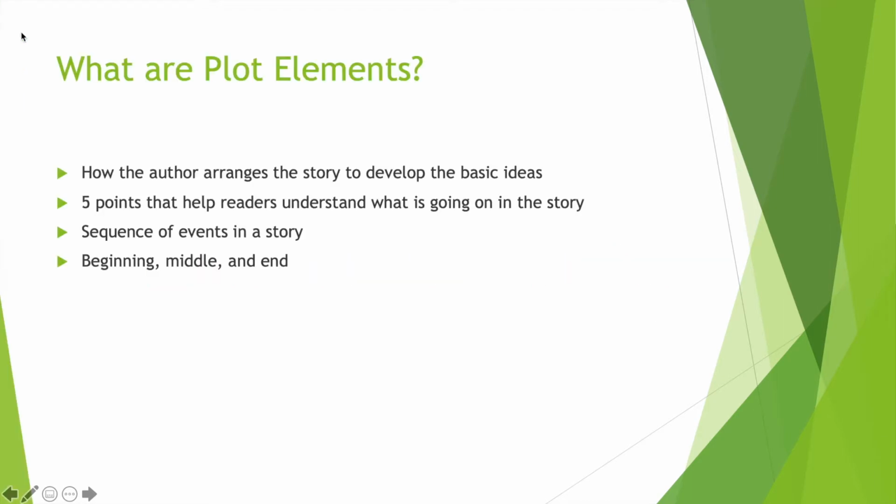So today we're going to learn about plot elements in books. So what are plot elements? Plot elements are how the author arranges the story to develop the basic ideas. There's 5 points that can help readers understand what is going on in the story. And basically, plot elements are a sequence of events in a story. So there's a beginning, middle, and end.